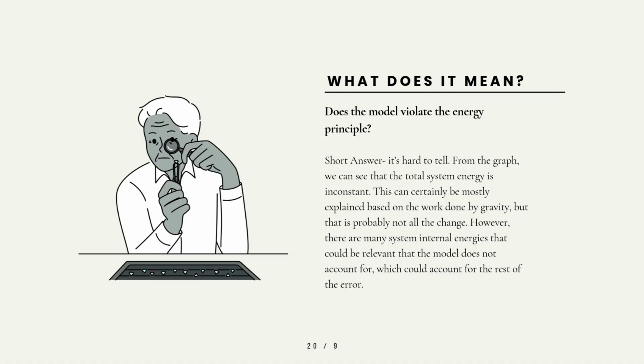Does the model violate the energy principle? Short answer, it's hard to tell. From the graph, we can see the total system energy is inconstant. This can certainly be mostly explained by work done by gravity, but this is probably not all the change.